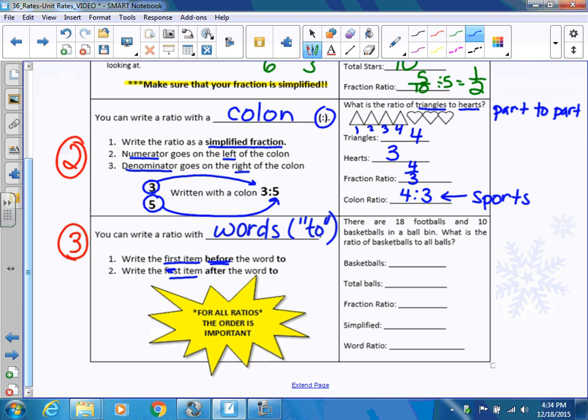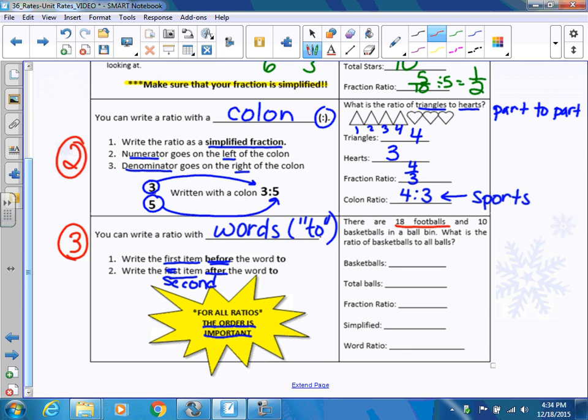Oops, I should say second. After the word "to." And for all ratios, it's important to note this, the order that it's given to you is important. So don't get that confused. So let's look at this example.